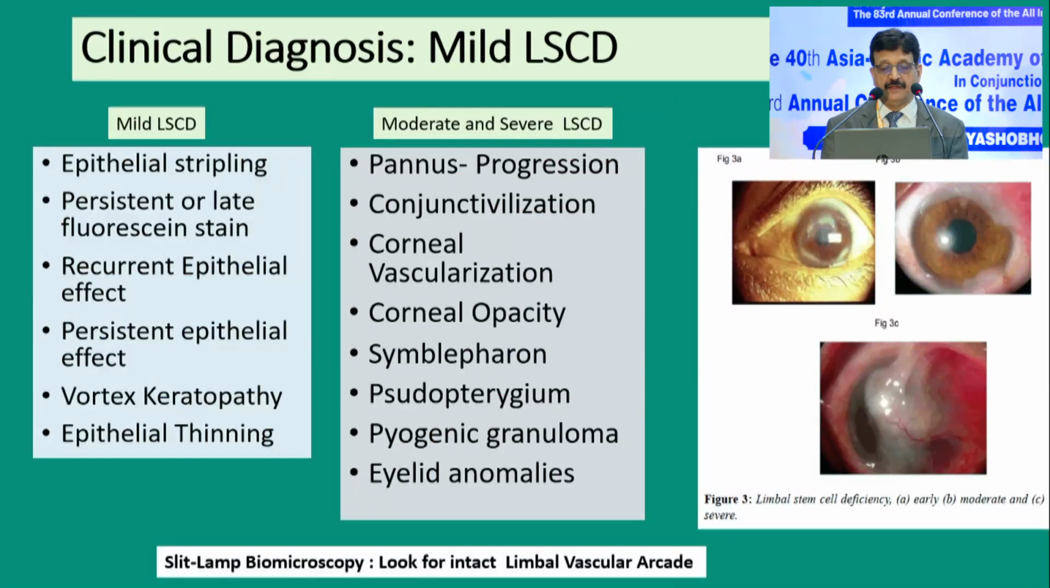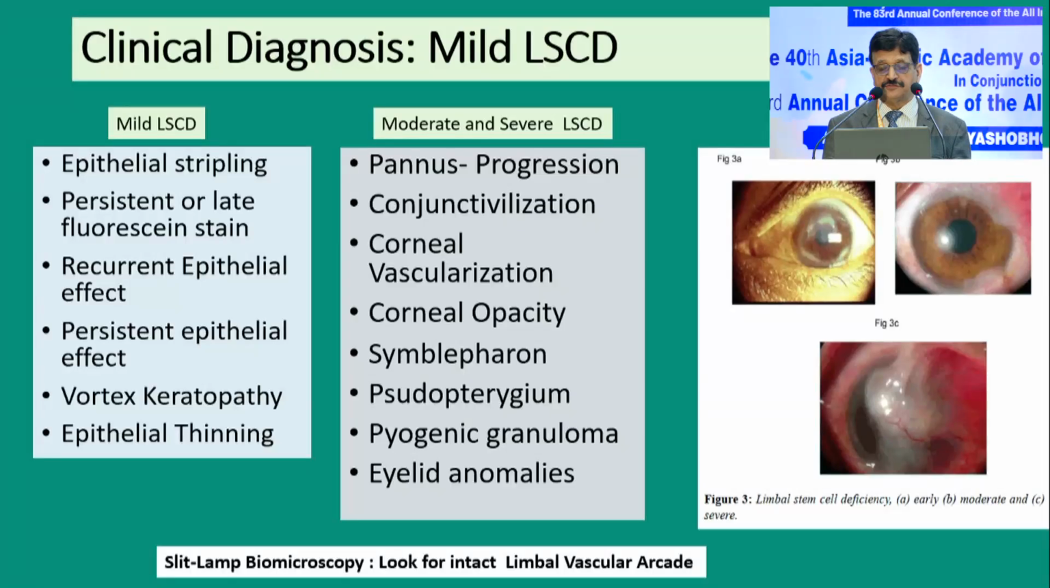The diagnosis of limbal stem cell deficiency is basically clinical, and in milder cases you can have mild epithelial stripping, persistent or late fluorescein staining of the cornea, recurrent epithelial defects, persistent epithelial defects, vortex keratopathy, and epithelial thinning. All these subtle changes in the ocular surface and cornea indicate that we may be dealing with limbal stem cell deficiency, and we have to look for these signs specially to detect early or mild limbal stem cell deficiency.